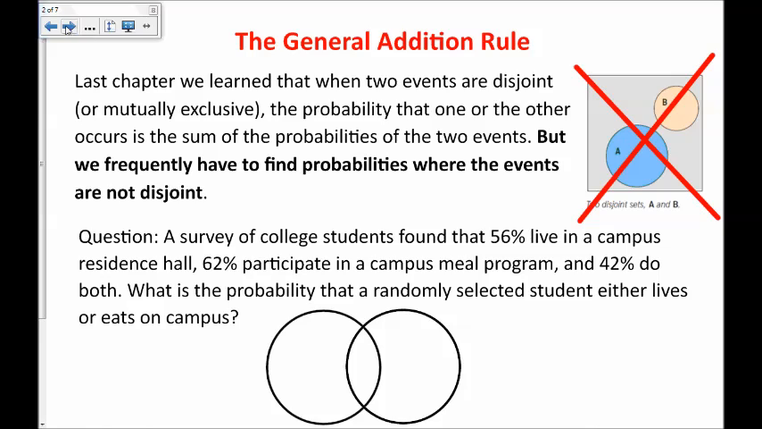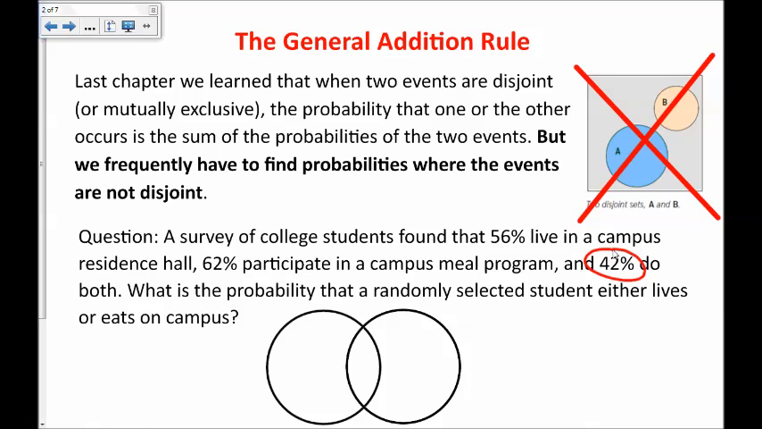So here's the question. A survey of college students found that 56% live in a campus residence hall, 62% participate in a campus meal program, and 42% do both. What is the probability that a randomly selected student either lives or eats on campus? We know that these are not mutually exclusive or disjoint because there is a group that do both. So I have to deal with a situation where they're overlapping.